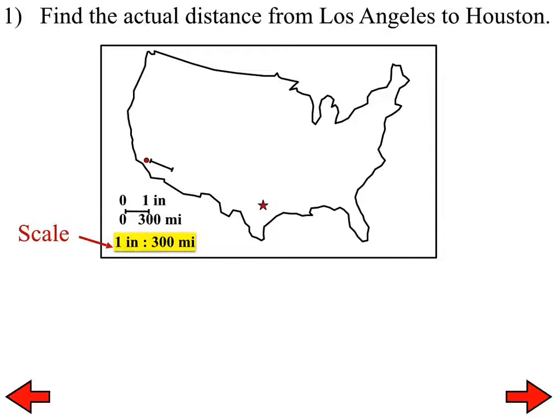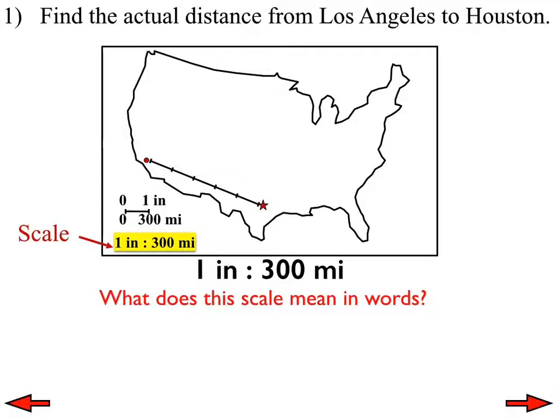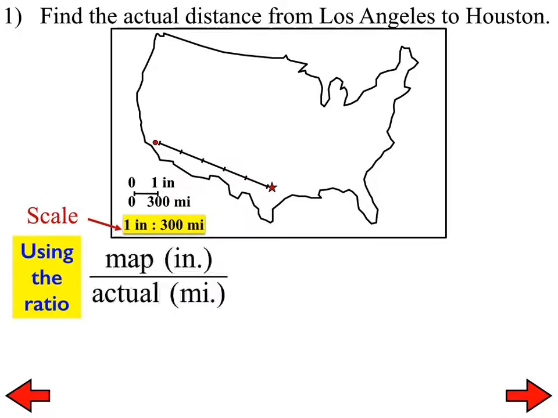And so we can see that there's 1 inch right there, 2 inches right there, 3 inches right there, 4 inches right there. So on the map, it's 5 inches from Los Angeles to Houston. 5 inches. And so what we do is we use our scale here, and the 1 inch represents the map distance. For every 1 inch, it's 300 miles of actual distance, or in real life. And just to kind of explain what the scale means, 1 inch distance on the map represents 300 miles of actual distance. So we're going to use the ratio of the 1 inch over 300 miles. So I'm going to stop for a second to let you copy that down.